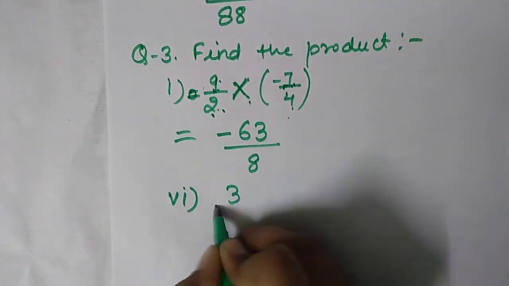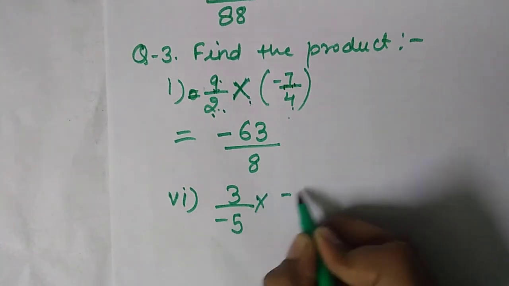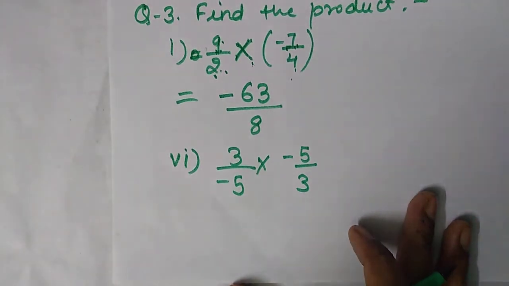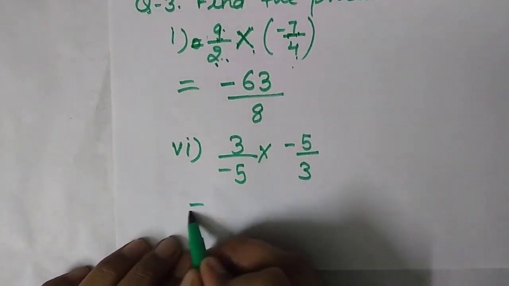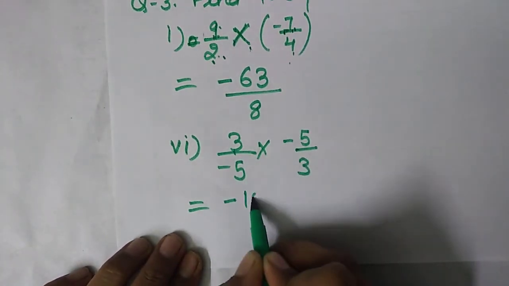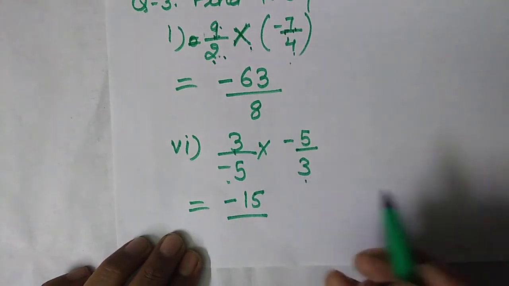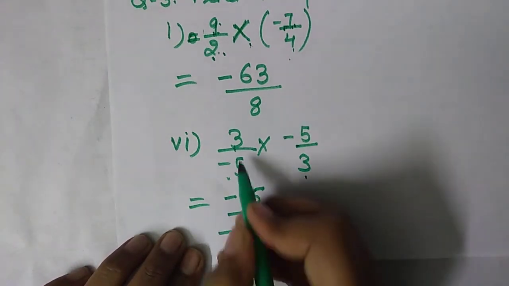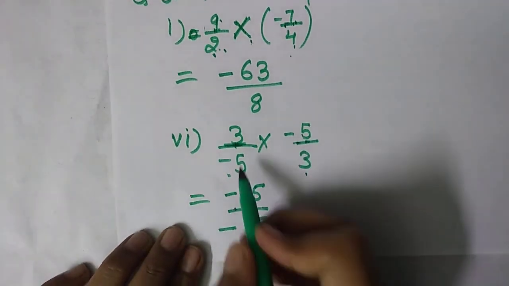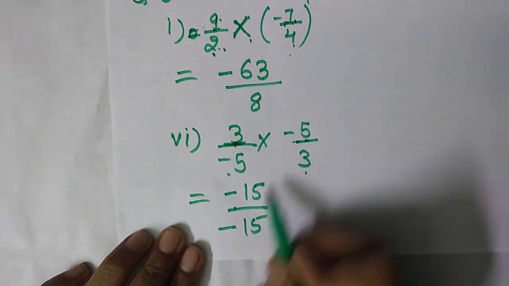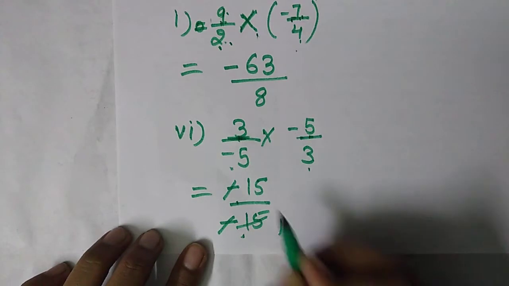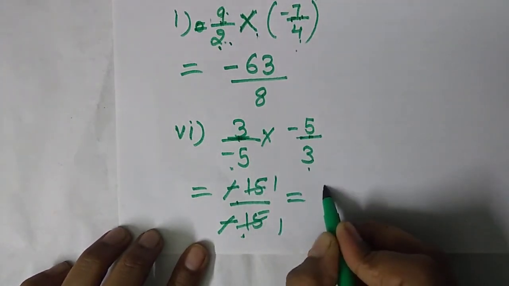Part 6th is 3 over minus 5 into minus 5 by 3. Again multiply the numerator with the numerator and denominator with the denominator. 3 into minus 5 is minus 15. Minus 5 into 3 is minus 15. One positive number, one negative, when multiplied you will get a negative number. Same here, one negative, one positive, when multiplied you will get a negative number. Now these negatives cancel, and 15 ones are 15. So your answer will be 1.